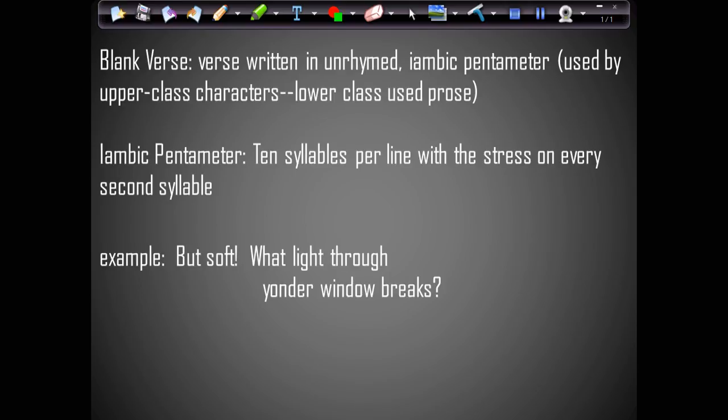Then we have iambic pentameter, which you'll see examples of all throughout Romeo and Juliet. It's 10 syllables per line with a stress on every second syllable. So it's almost following a cadence. For example, but soft what light through yonder window breaks. So it's 10 syllables per line, and the stress is on every second syllable.